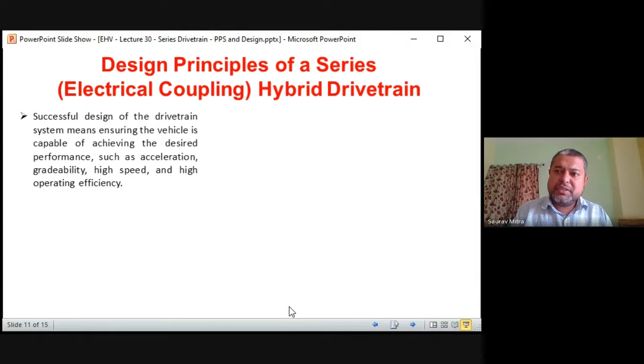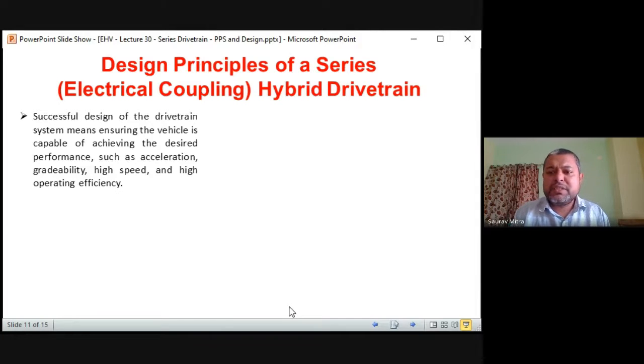All these three things, which are the main topics asked in the syllabus, we will see the next day. That is electrical motor design and sizing. Sizing means what should be the size of the motor to drive the drivetrain. All the other specifications of the motor also come with that. So design of motor, design of engine, design of PPS, all those things we will see in the next day.